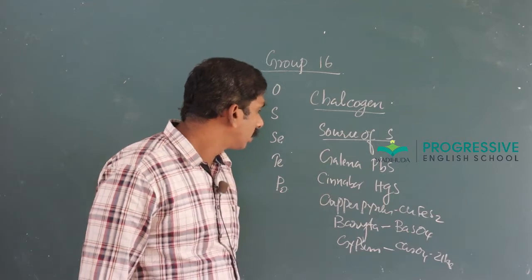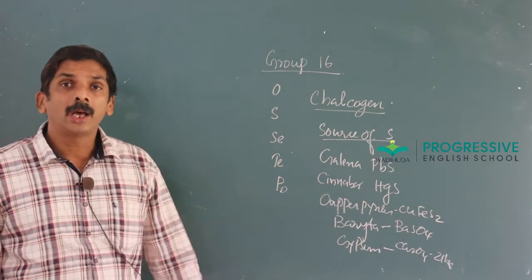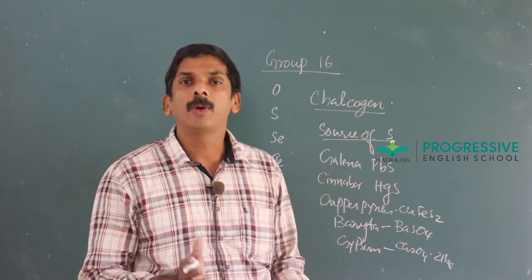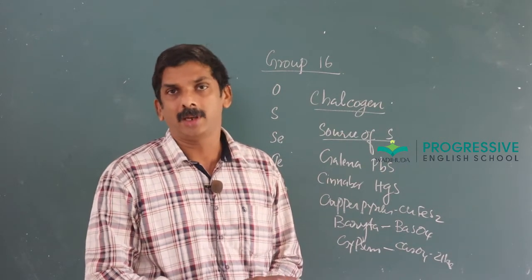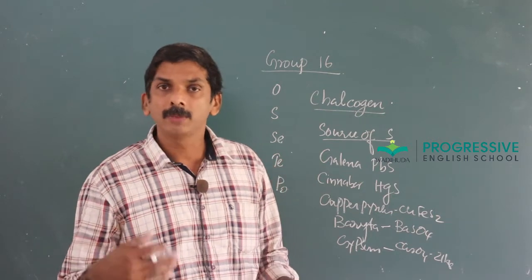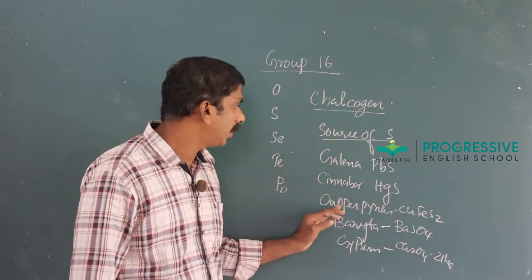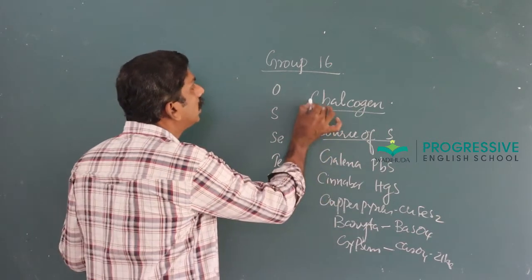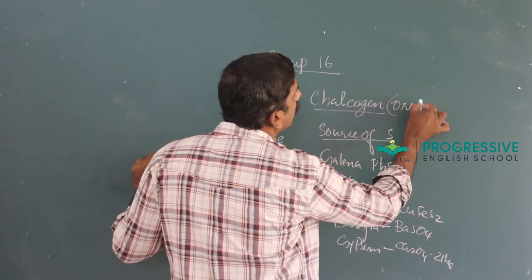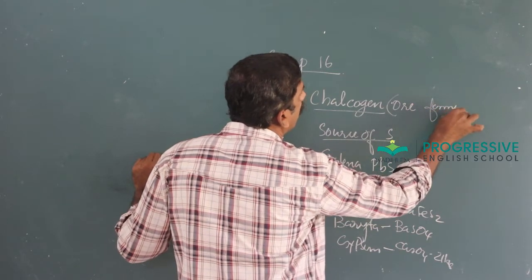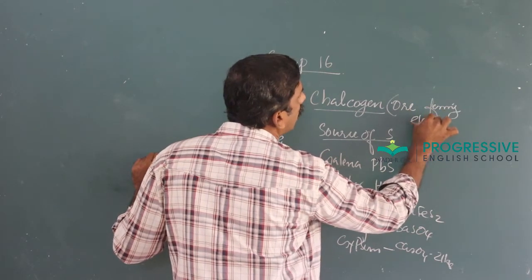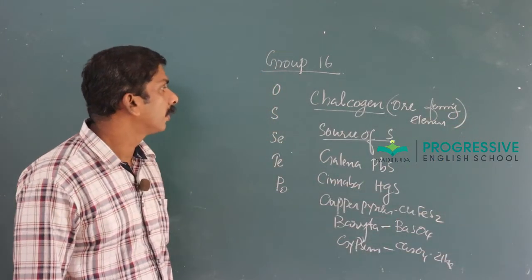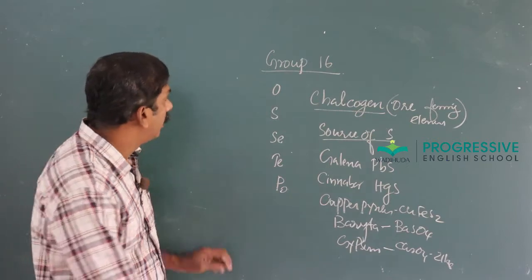Chalcogens are ore forming elements. The compounds of a metal found in the earth's crust are called minerals. Those minerals from which metal is extracted conveniently are called ores. That is why this group of elements are called chalcogens, ore forming elements.